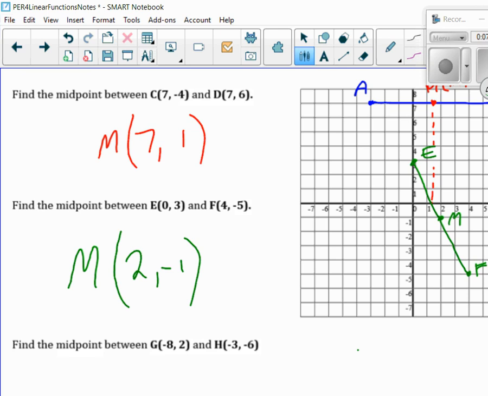Okay, let's try the next one. I'll use a different color here, black, I guess. G is negative 8, 2. So 1, 2, there's my G. And H is negative 3, negative 6. 1, 2, 3, 4, 5, 6. Okay.